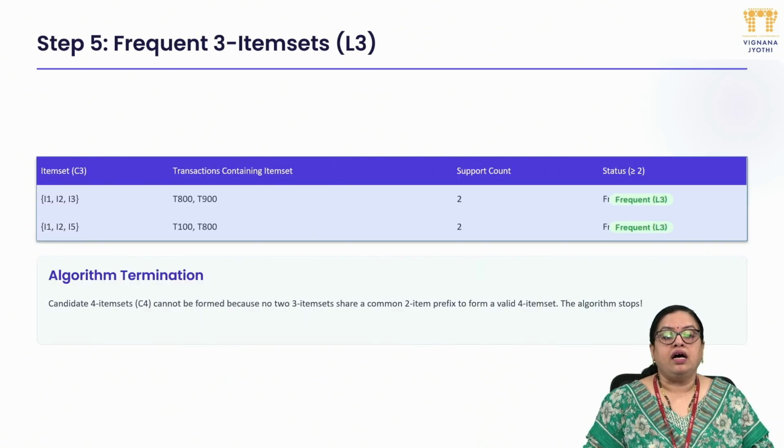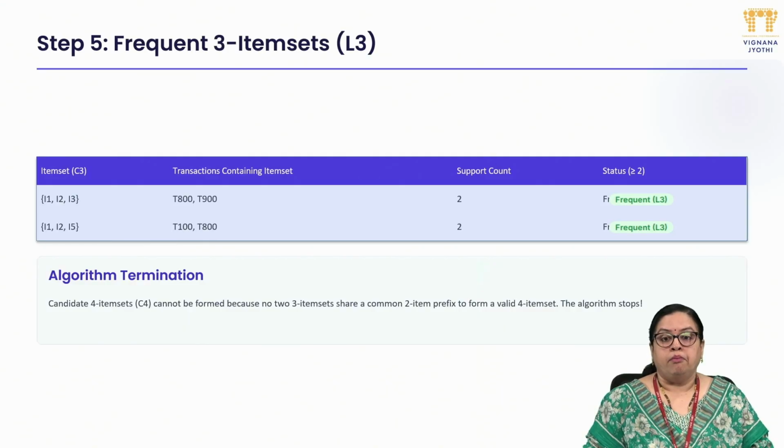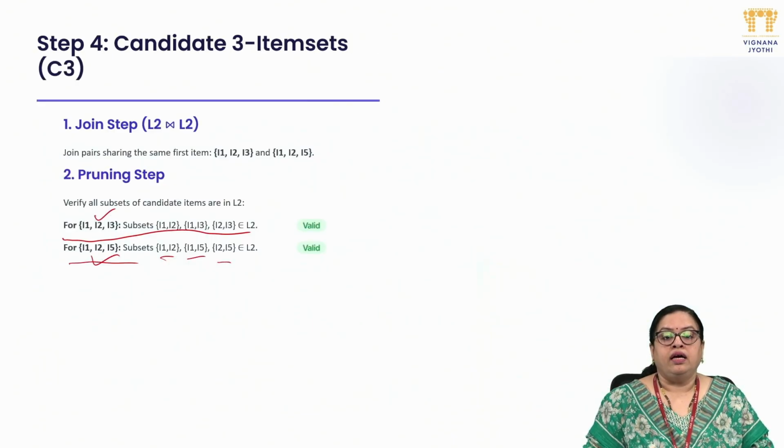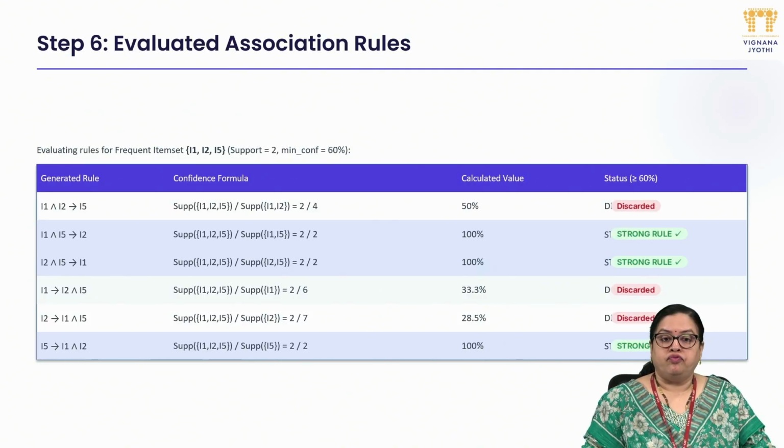Okay, so what is the support here? I1, I2 and I5. Here it is 2 because it is a combination of I1, I2 union I5. But what about I1 and I2 here? I1 and I2 is here 4. Okay, so how do we calculate it? Look once again at the confidence formula. There we calculate 2 by 4.